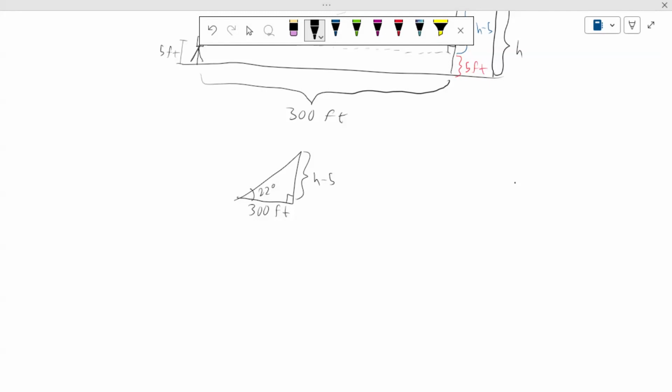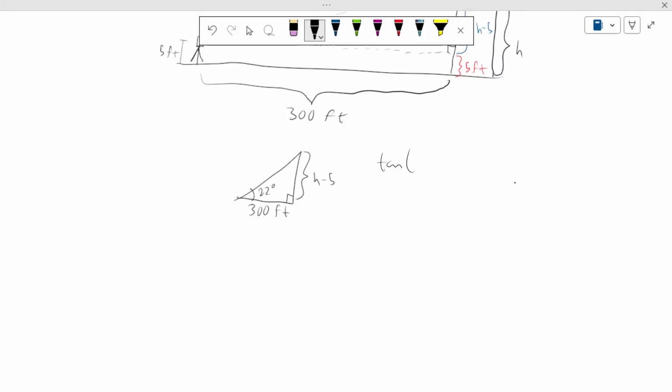Which one do you want to use? Keep in mind the information that's given and the information that you want. We're trying to find this. We're given the adjacent side, and the angle is 22 degrees. Tangent's a good one, because that involves the opposite side, which is what we're looking for, and the adjacent side, which we know, and of course we already know the angle. Could you use the other ones? Yeah, but then you might have to find the hypotenuse in terms of h, and that's not fun.